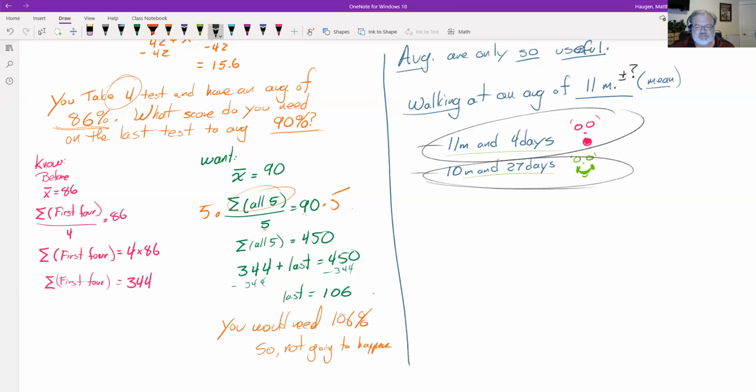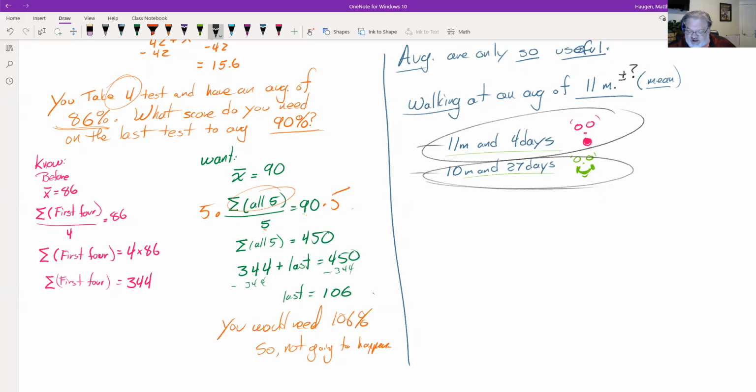Fair? So just being given information about center without a sense of spread is really, really disadvantageous. Fair?